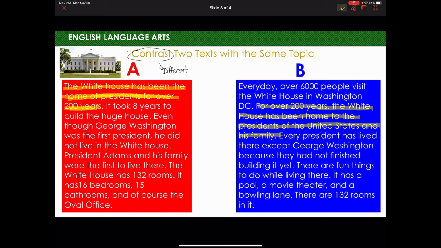Let's see. It talks about how it took over 8 years to build this huge house in paragraph A. But if you look in paragraph B, it does not say that. So that would be a difference. I'm going to leave those unhighlighted so I can go back to them. Let's see. Even though George Washington was the first president, he did not live in the White House. Let's see what it says over here. Every president has lived there except George Washington because they had not finished building it yet. So yes, it talks about how George Washington did not live in the White House. So I'm going to highlight those because that's in both.